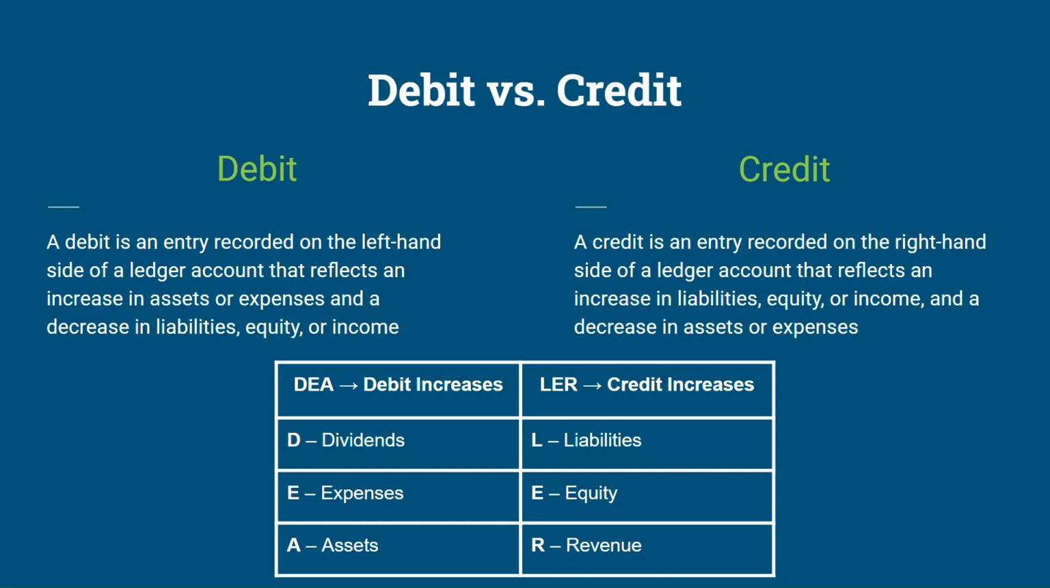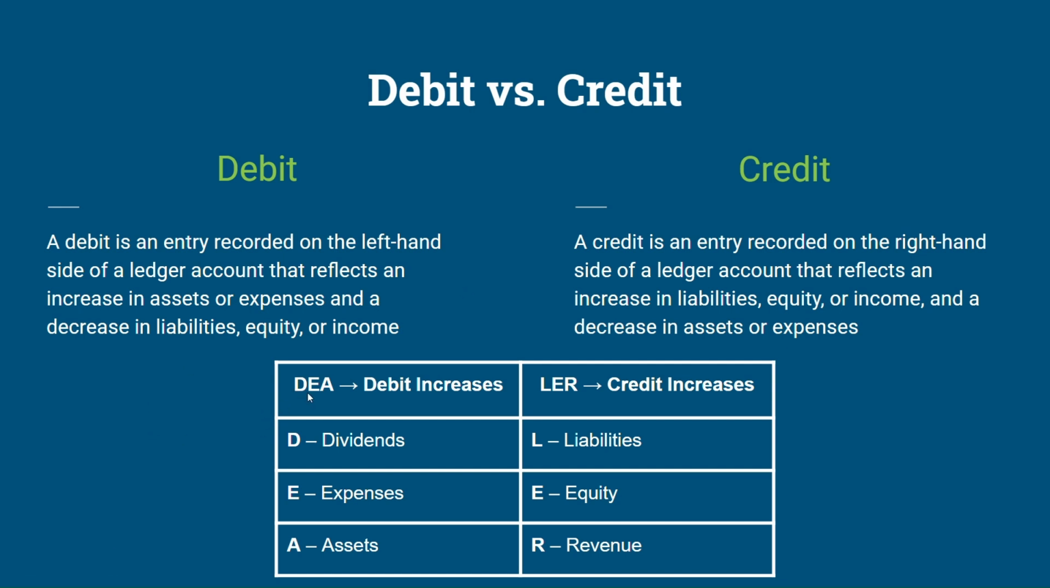Now, what about the credit? It's just the exact opposite. It is recorded on the right hand side of a ledger account, or a T account, as some people call it, that reflects an increase in liabilities, equity, or income, except it decreases assets, expenses, and dividends. So exactly the opposite. And to remember this whole thing, we use a mnemonic called DEALER, as you see.